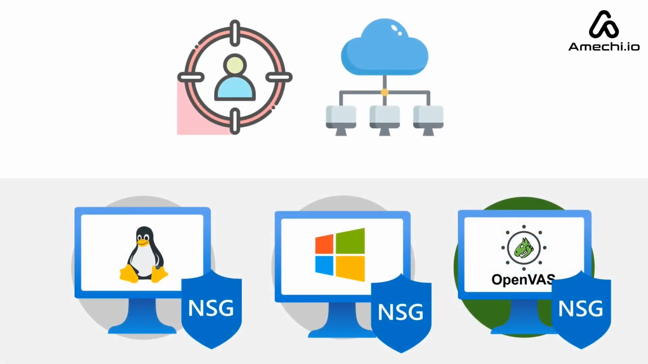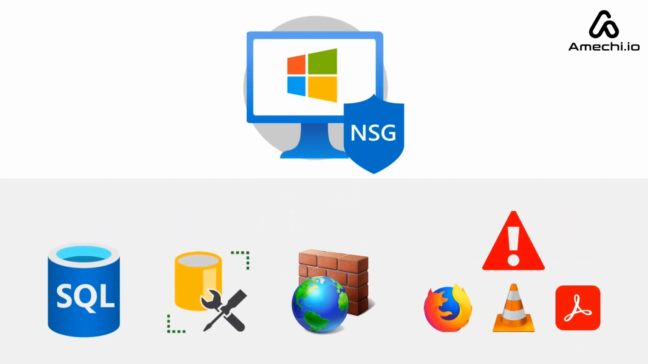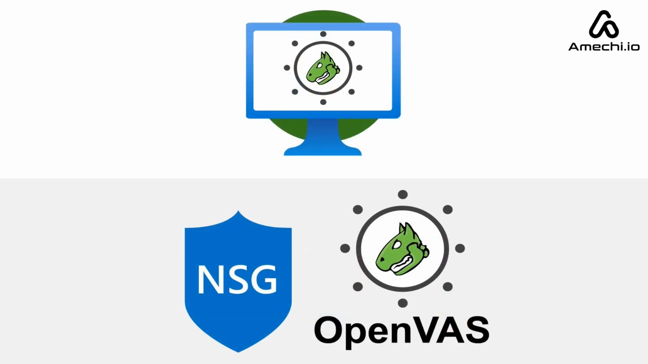The first virtual network will be my target network. This network will contain a Linux virtual machine and a network security group, a Windows virtual machine and network security group, and a vulnerability scanner with a network security group installed on a second Linux virtual machine. The Windows virtual machine on the target network will have a number of resources installed on it, including Microsoft SQL, Microsoft SQL Server management software, Windows Defender Firewall with advanced security, and purposely old and vulnerable versions of Firefox, VLC Player, and Adobe Reader. The vulnerability scanner will also be installed on the target network.